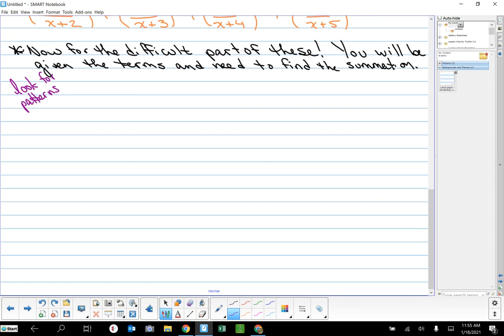And if you can find those, that's great. So what you're given here is 2 plus 4 plus 8 plus 16. This is a finite sequence or series, so you have 1, 2, 3, 4 terms. Your job is to write the summation.